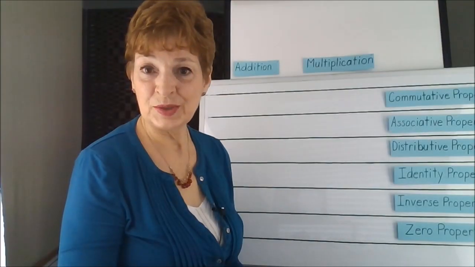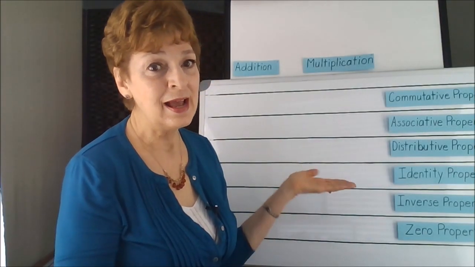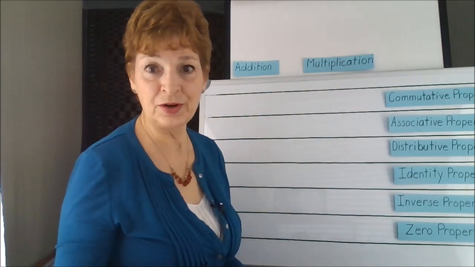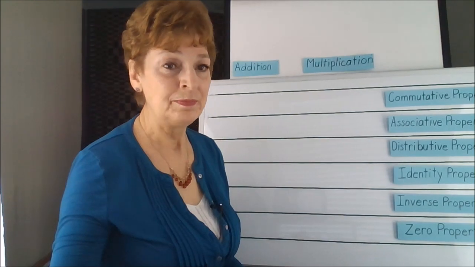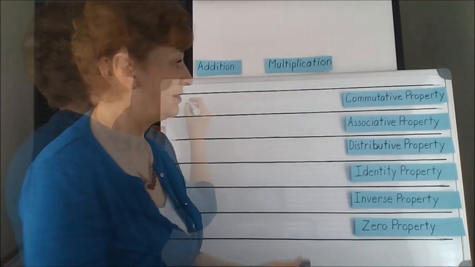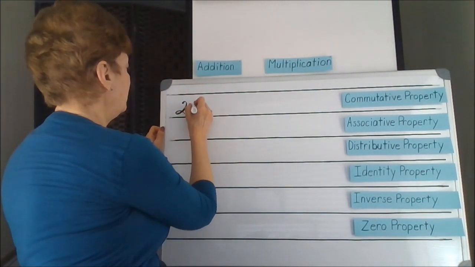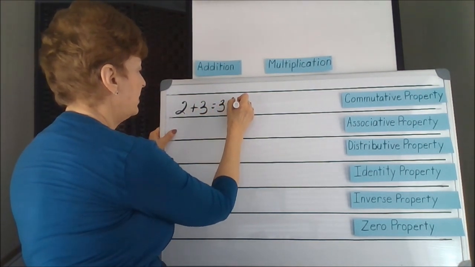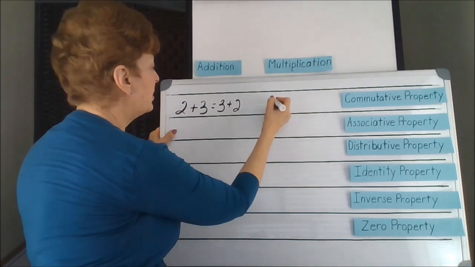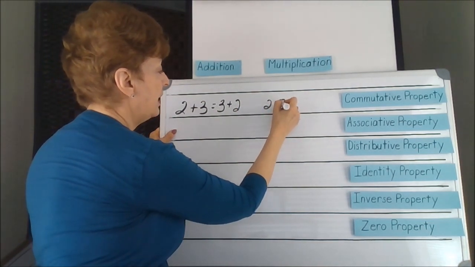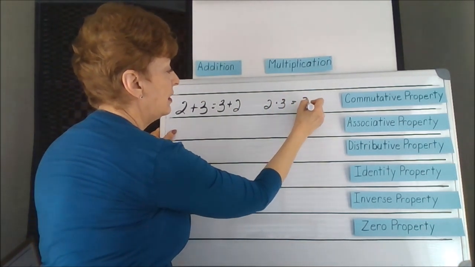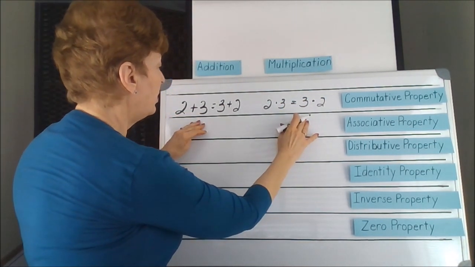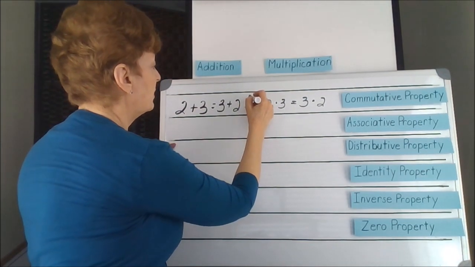Let's take a few minutes to review these properties and place them with addition and multiplication. That's where you're going to normally see and use them. 2 plus 3 is equal to 3 plus 2. In multiplication, 2 times 3 is equal to 3 times 2. It doesn't matter the order, you can flip the terms.